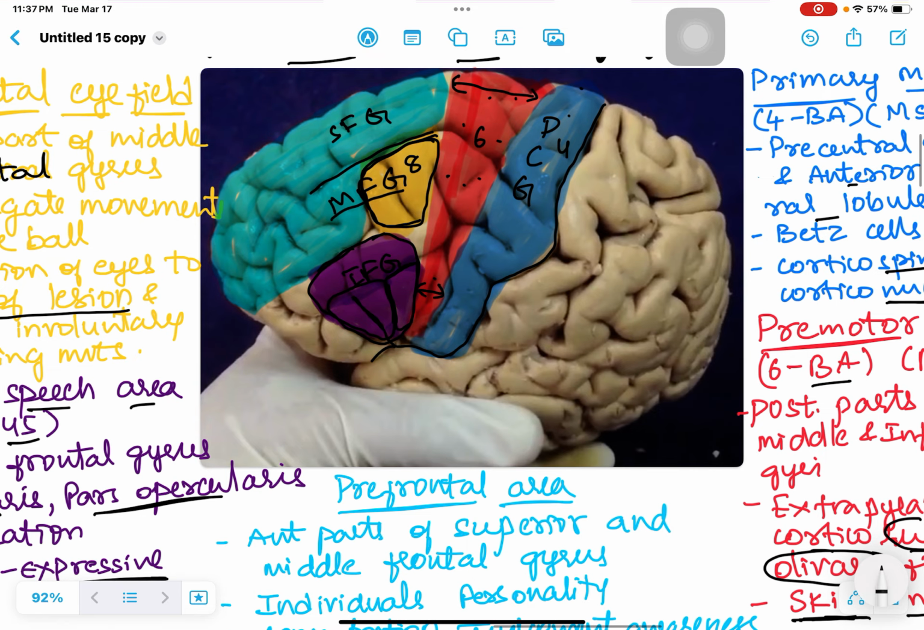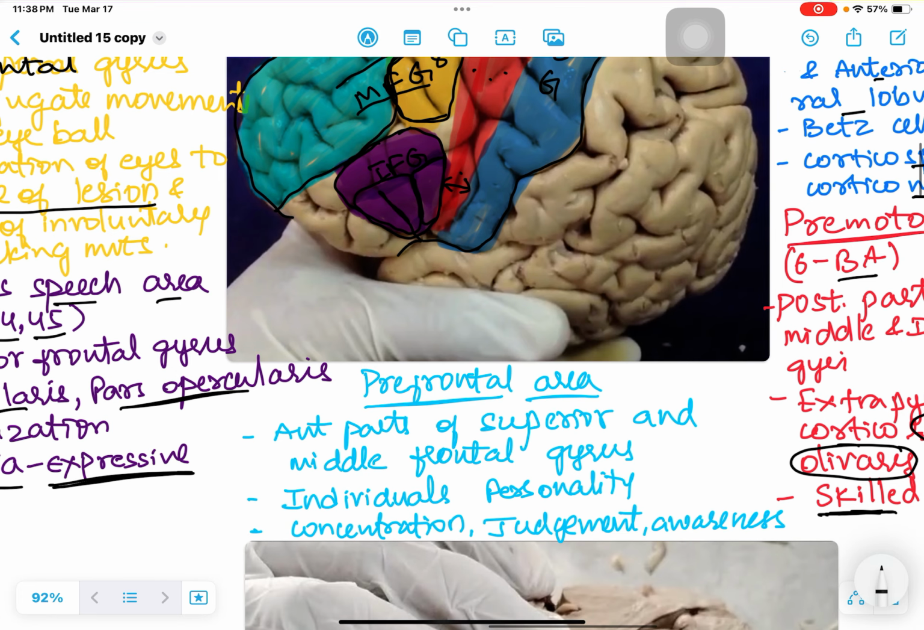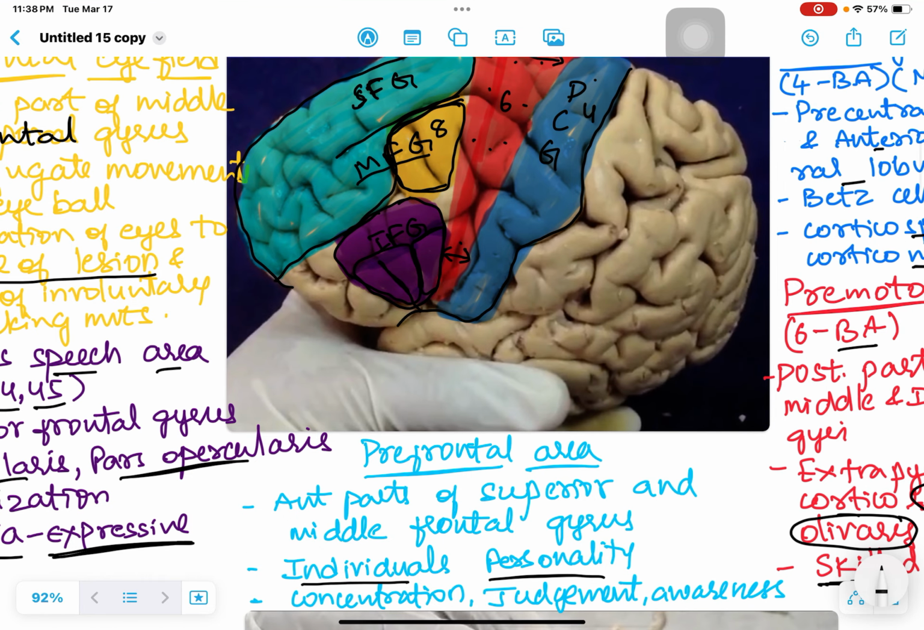Then comes the prefrontal area. So this area, superior frontal gyrus and middle frontal gyrus, is included in the prefrontal area. This prefrontal area is very important for the personality of the individual. So where he is present, what he is doing, social awareness, ethical awareness, and judgment, whether he can do that or not, whether it is right or not, concentration, focus, everything is under the control of the prefrontal area.